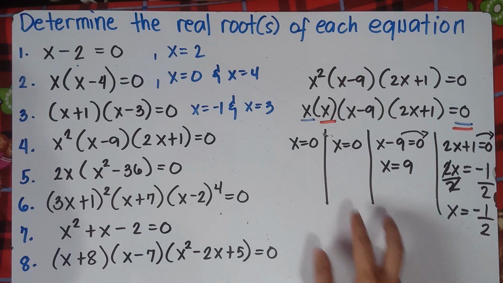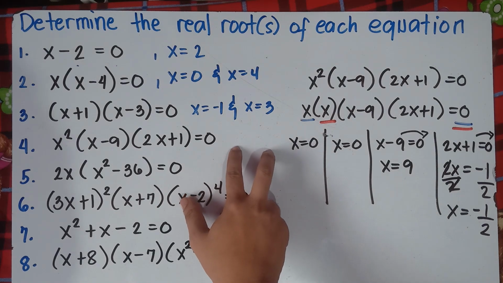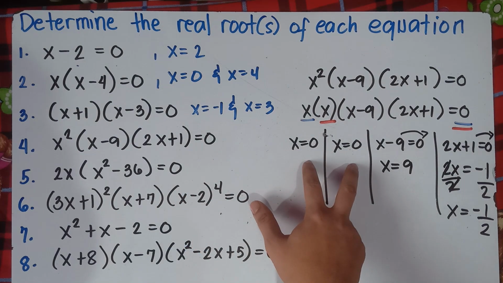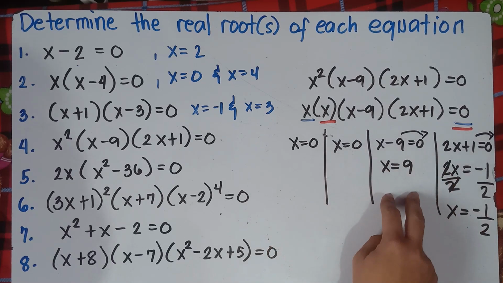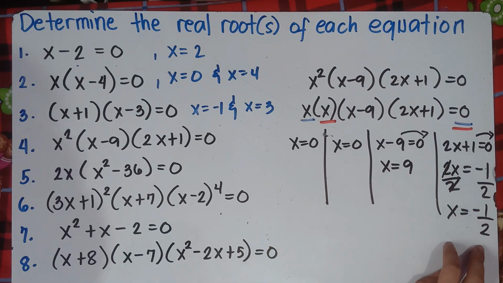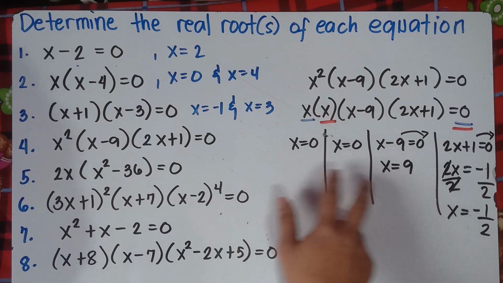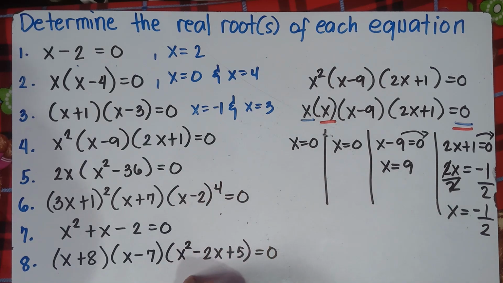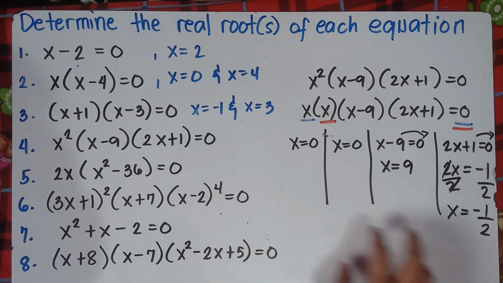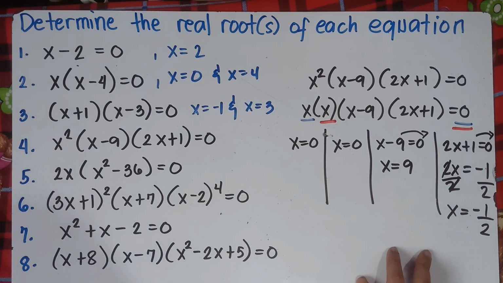Remember this one, class, we don't have enough space for number 4. Remember the answer for number 4: x equals 0 twice, then x equals 9, then x equals negative 1/2. That's the answer for number 4, class. I will not write it here because we need to make solutions for numbers 5, 6, 7, and 8, and we don't have enough space. Pause the video and remember this answer.